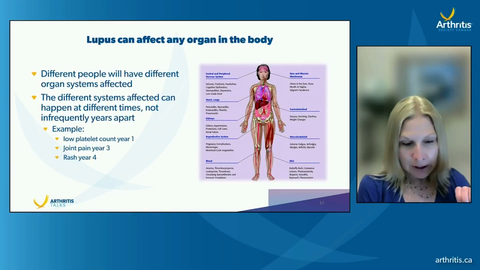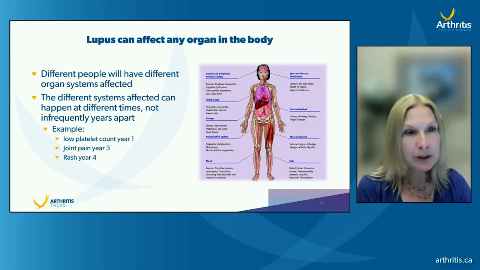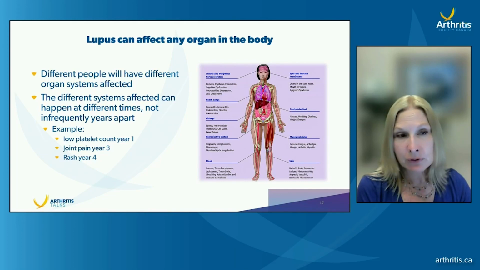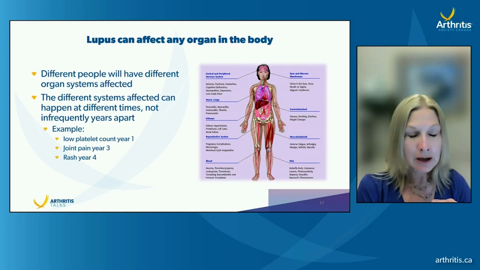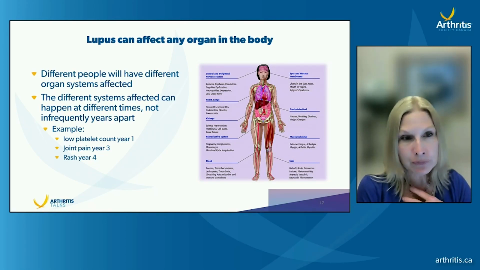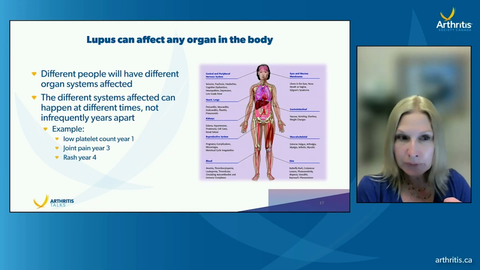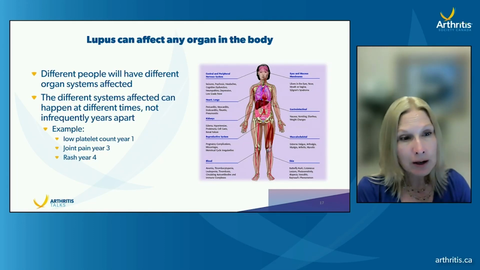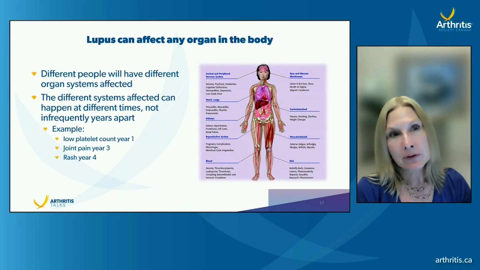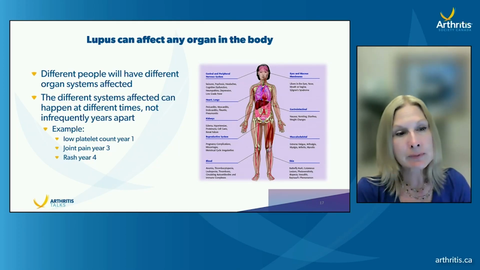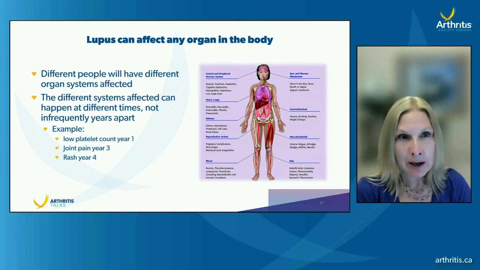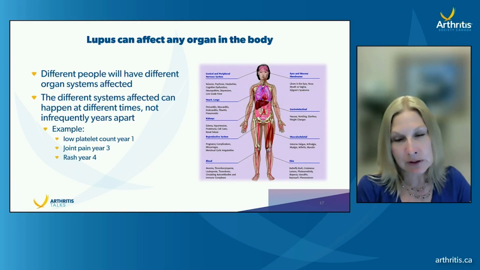So lupus, as Sean already mentioned, can affect any organ in the body, and different people will have different organ systems affected. Fortunately, it's very uncommon for everyone to have all organ systems affected, but many people do have multiple systems affected. This can also happen at different times, sometimes years apart. For example, a person may present with low platelets one year, a few years later develop joint pain, and the year after that come up with inflammatory rashes. They're all part of lupus, but they're not there at the same time. This can contribute to the complexity and the difficulty in making a lupus diagnosis as well.